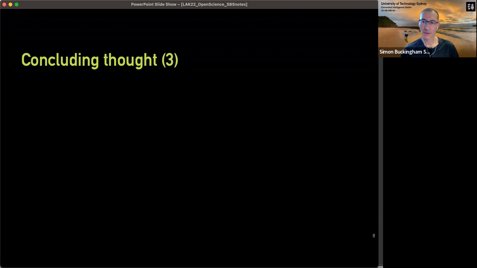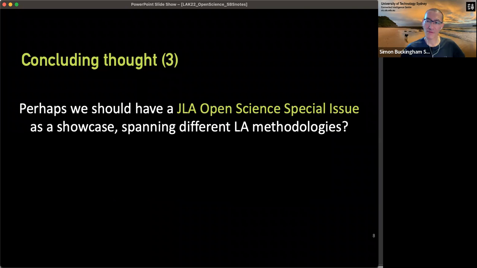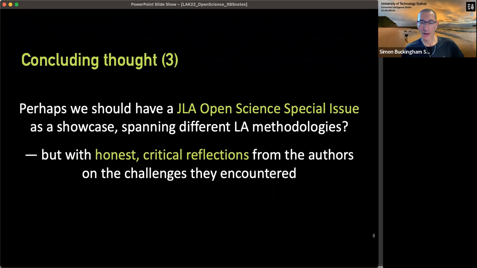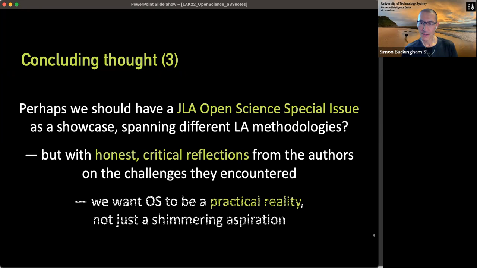And final concluding thought, maybe we should have an open science special issue, which serves both as a showcase, showing how openness can be increased on the different aspects of the research lifecycle, and certainly showing what this looks like with the different methodologies that we find in the field. My thought would be that this also has really honest critical reflections from the authors on the challenges that they encountered en route. Because we do want open science to be a practical reality, not just this shimmering aspiration that we all think we should be doing, but somehow never quite get round to.